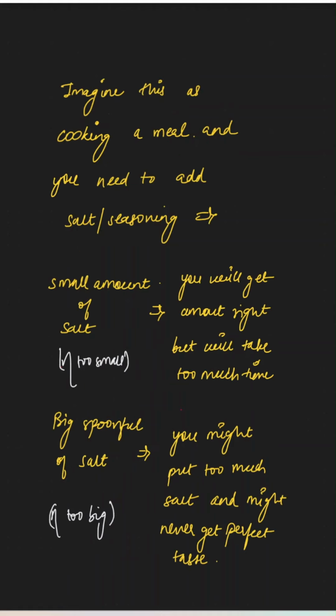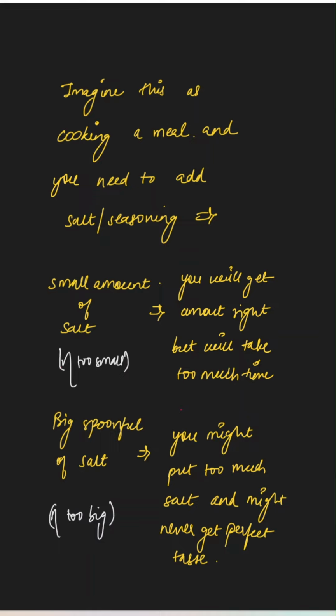I am a big foodie, and let me give you an analogy with respect to cooking. Imagine choosing learning rate as choosing how much salt you need to put while you're cooking a dish. If you add small amount of salt, you will get the right amount, but it will take too much time. This is what happens when we use small number as a learning rate.